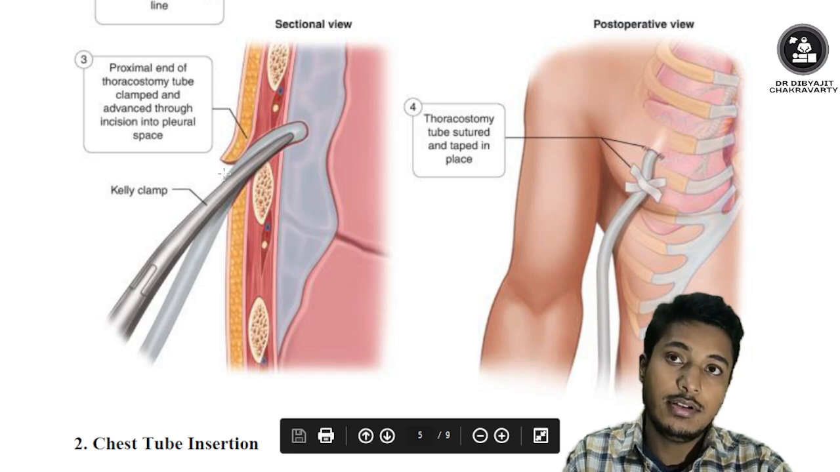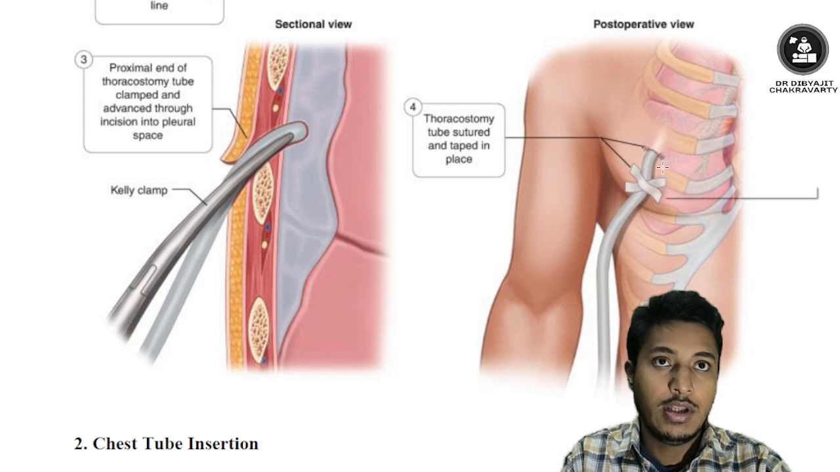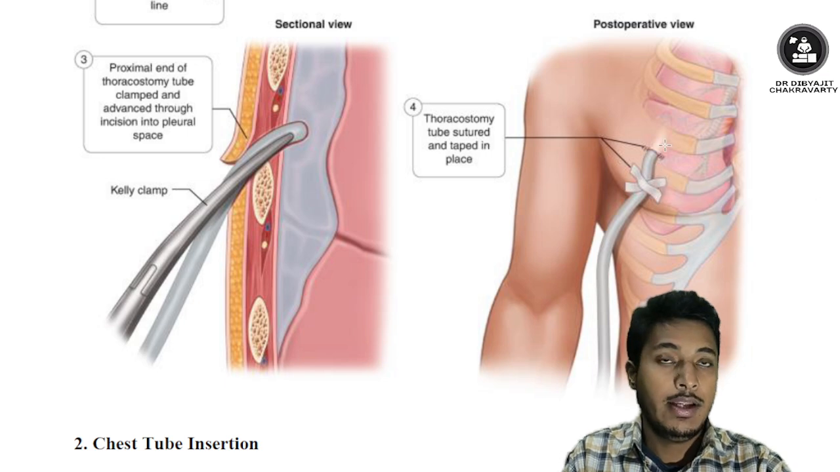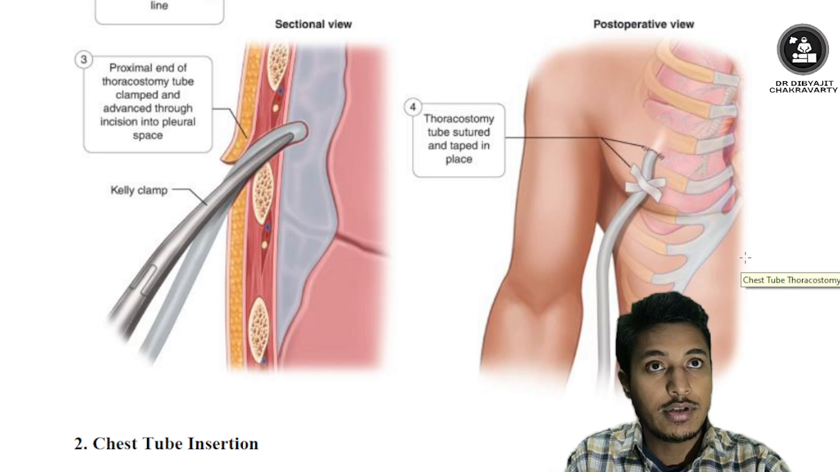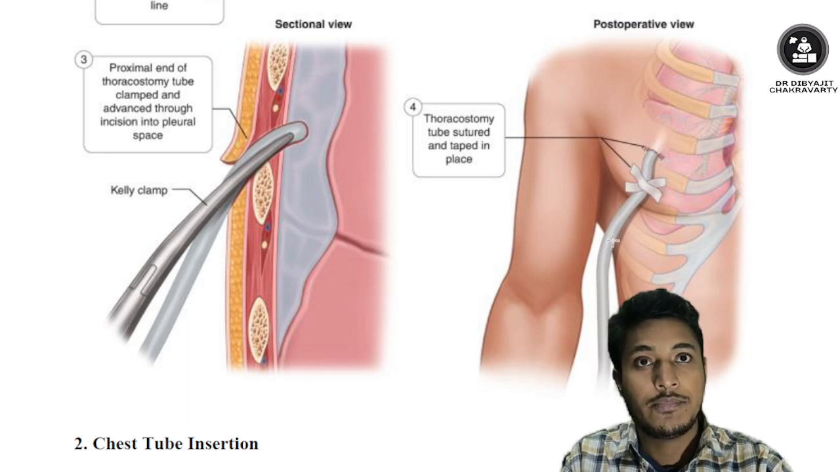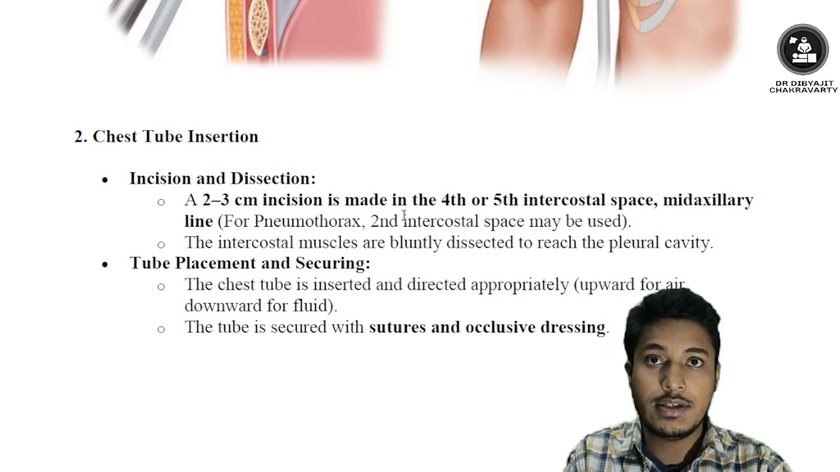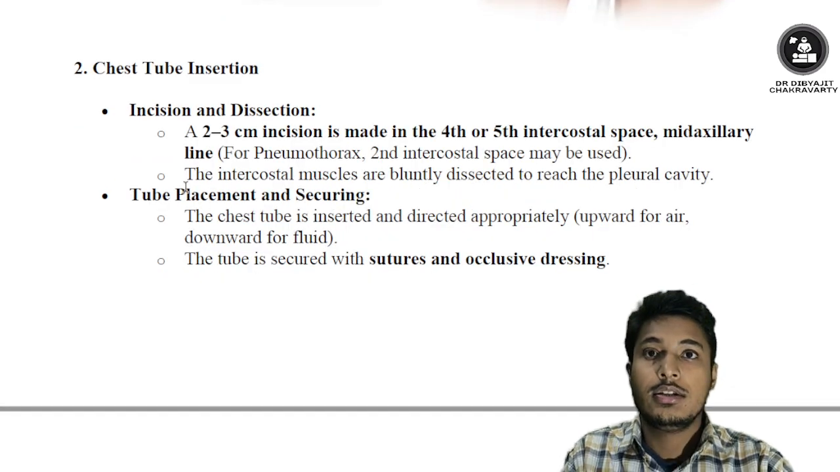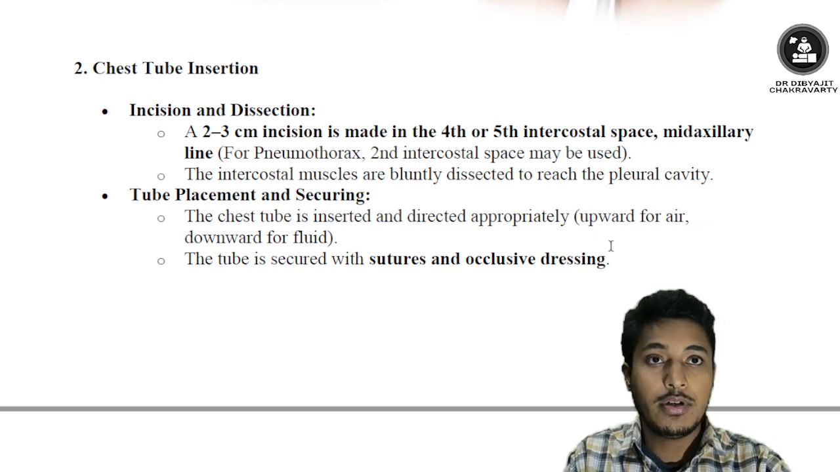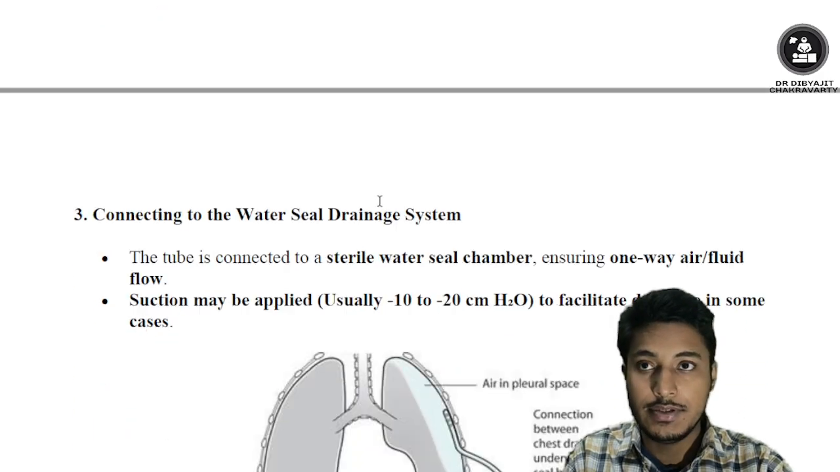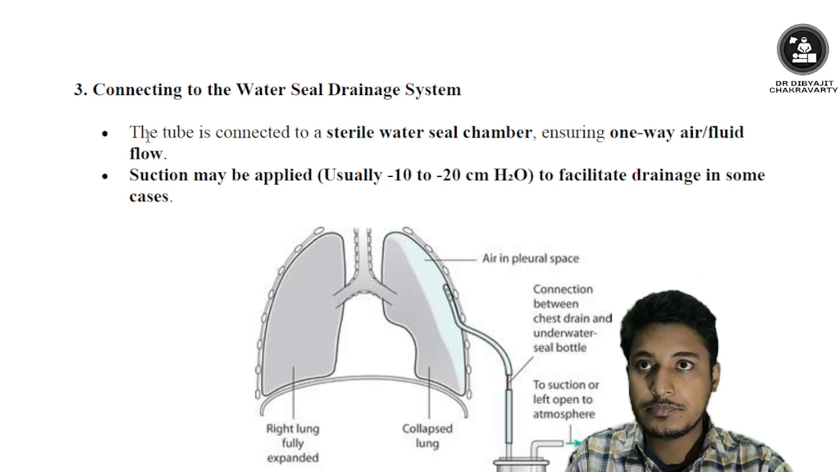Also, we have to fix this chest tube to the chest wall, and so we also put a purse string suture around this wound so that while removing the chest tube, we can tighten that suture and the opening is closed. So again, it is mentioned about the chest tube insertion incision site, which we have already discussed. The tube placement and securing is also given here. The direction of the tube is particularly important: that is upward for air and downward for fluids. We have already discussed the suturing and occlusive dressings after application of the chest tube.